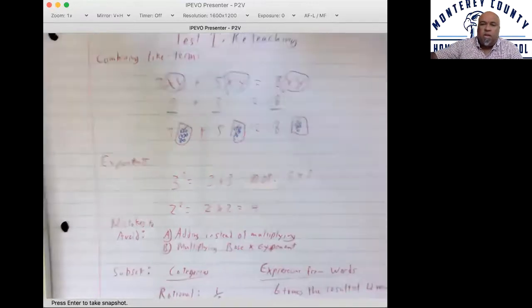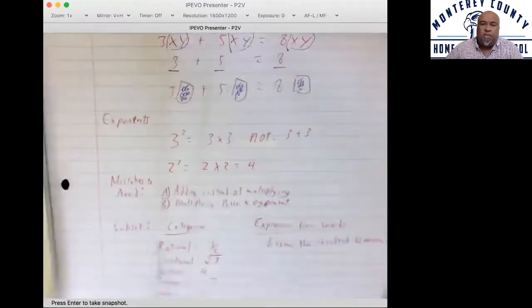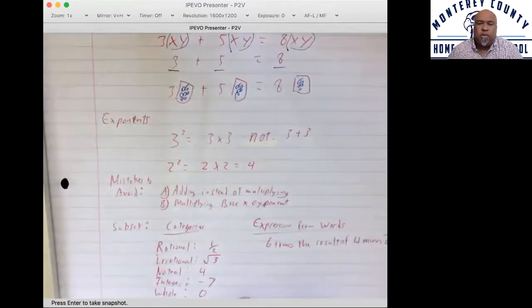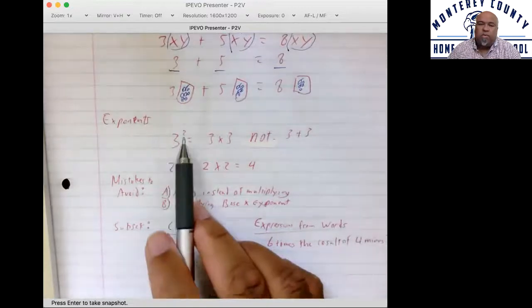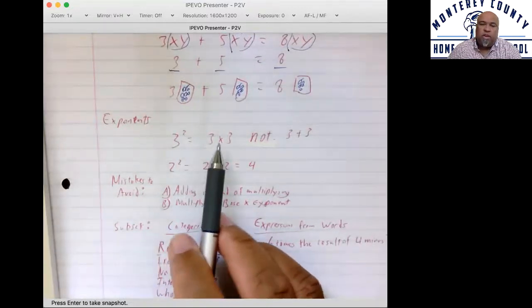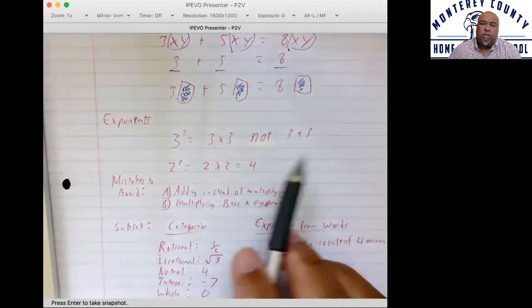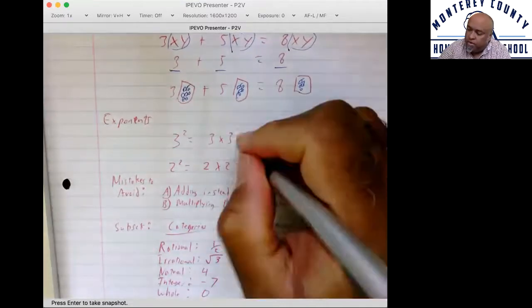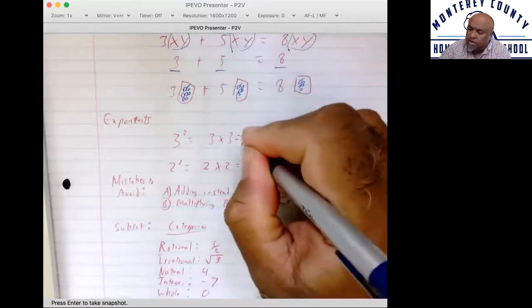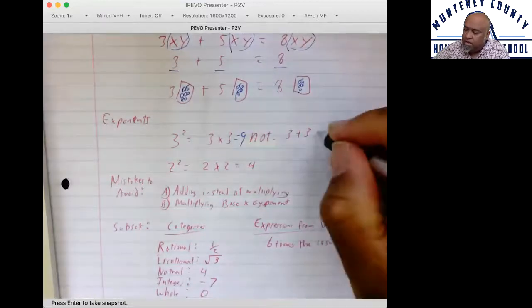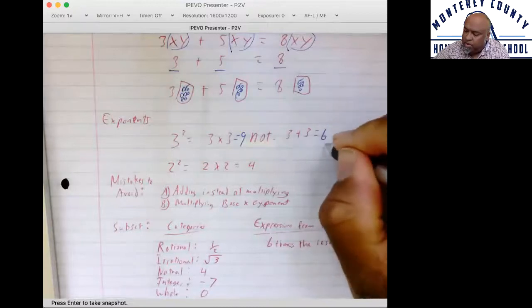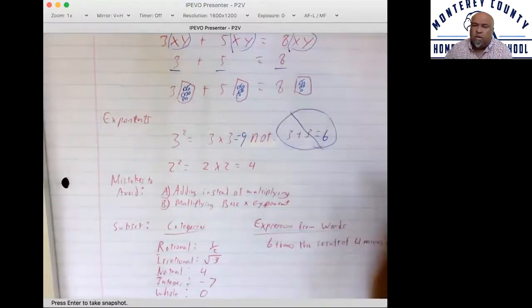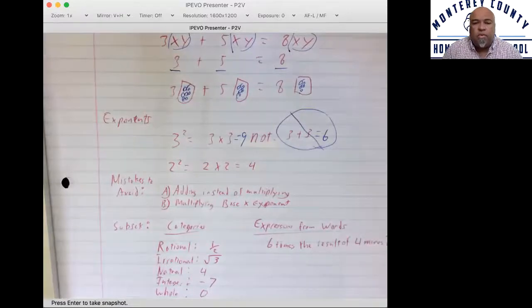Now, let's go into review on exponents. Notice some students did make mistakes with these. So with exponents, 3 to the power of 2, otherwise known as 3 squared, it means 3 times 3, not 3 plus 3. So therefore, your answer should be 9, because 3 times 3 is 9. If any of you got 6 on a question like that, then that would be wrong.